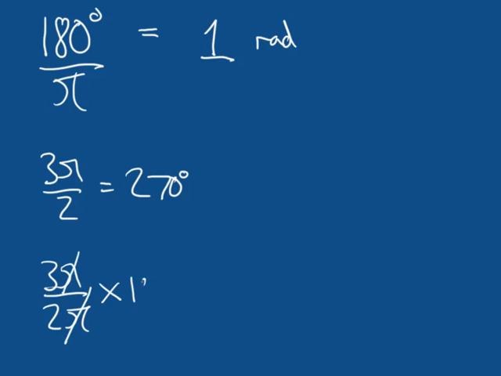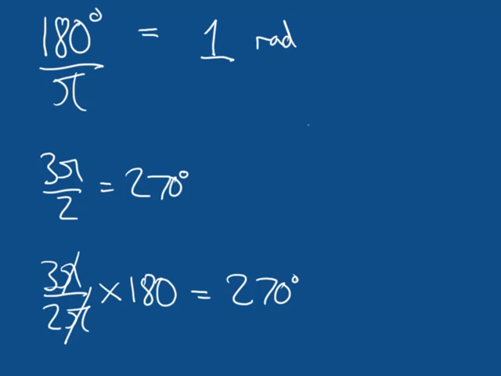If we multiply that by 180, well, 3 times 180 is 540. 540 divided by 2 is 270, and we can see indeed that is correct. So again, to convert from radians to degrees, we multiply our radian value by 180 degrees divided by pi. We can rearrange this the other way.